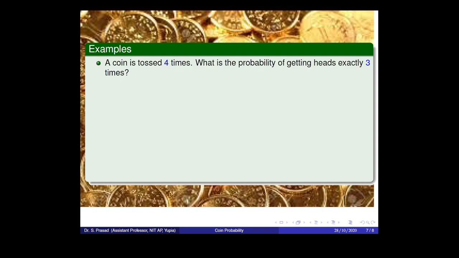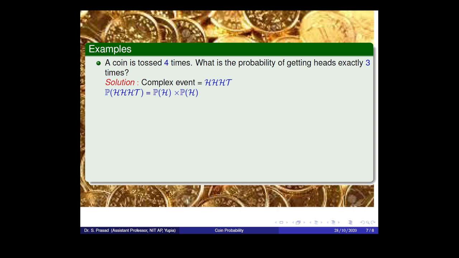Now the next example: a coin is tossed 4 times. What is the probability of getting exactly 3 heads? Now the solution is what? What is the complex event here? Now we need to find the probability of getting exactly 3 heads. Exactly 3 heads means HHHT, because the coin is tossed 4 times. Then in a similar way we can find the probability of this complex event.